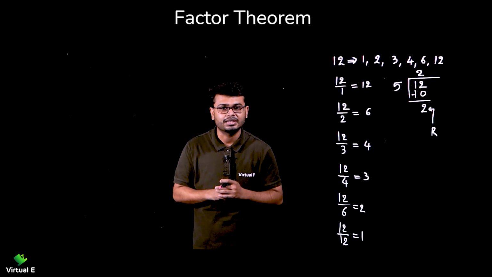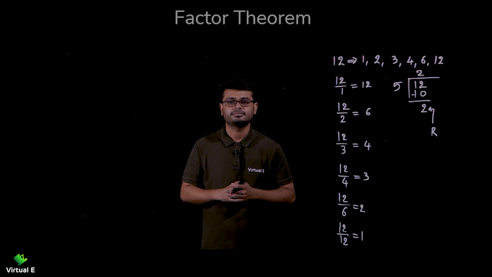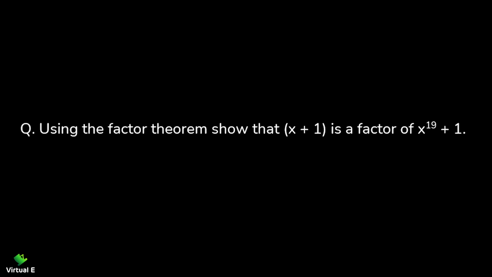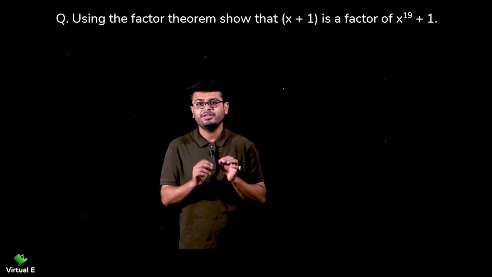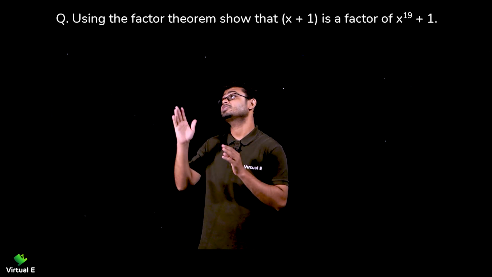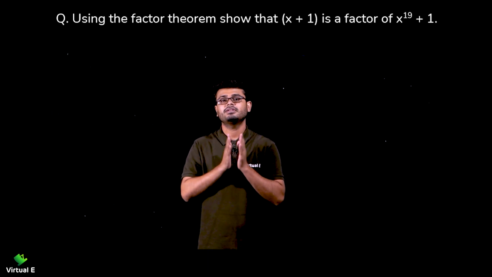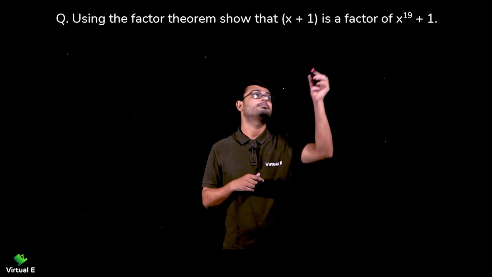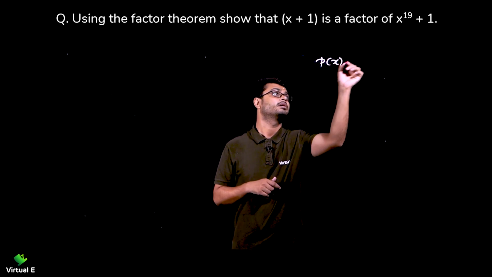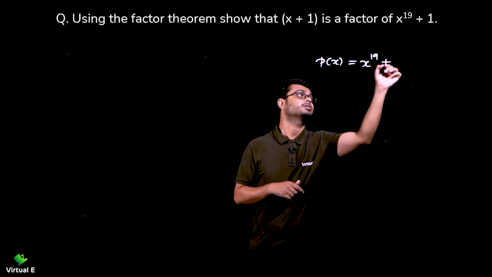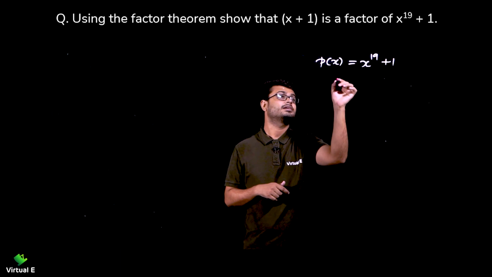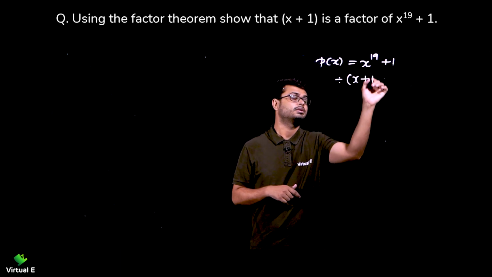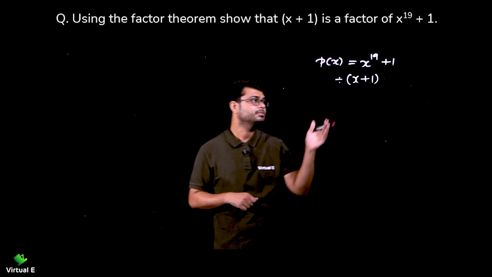This is what we are going to do, right? So let's start with the first question. Using factor theorem, show that x plus 1 is a factor of x raised to 19 plus 1. I told you that if we get the answer 0 after substituting, as in the remainder theorem, we will consider it a factor. Let's do the sum. So we have p(x) equal to x raised to 19 plus 1, and that needs to be divided by x plus 1. The steps are going to remain the same.